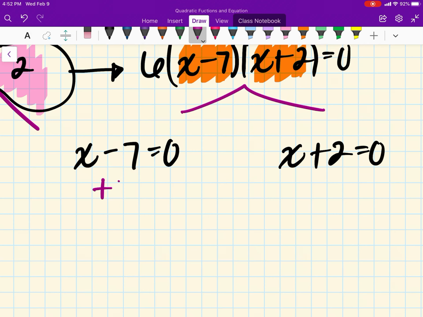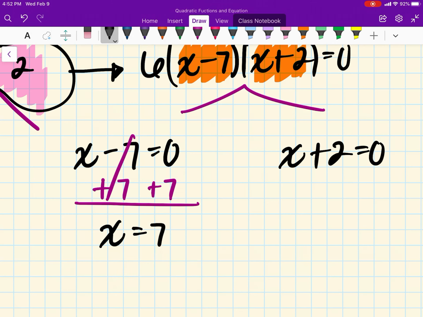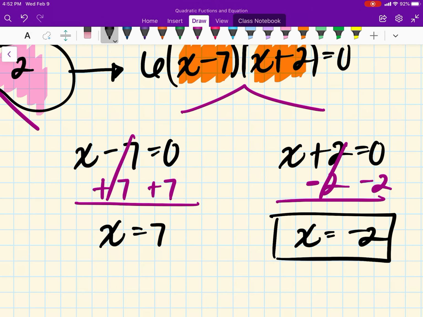I'm going to go ahead and do the opposite, which is add 7. And x in this case is going to equal 7. On this side, I am going to be subtracting the 2. And in this case, x is going to equal negative 2. And that there, guys, would be our answer.